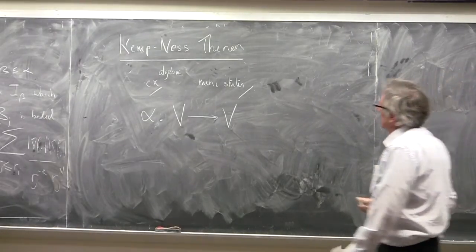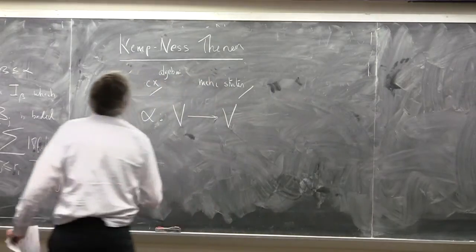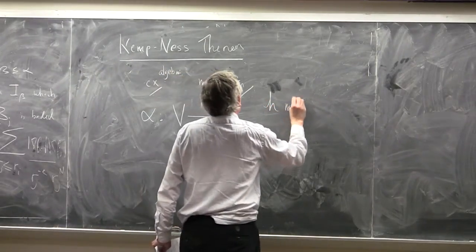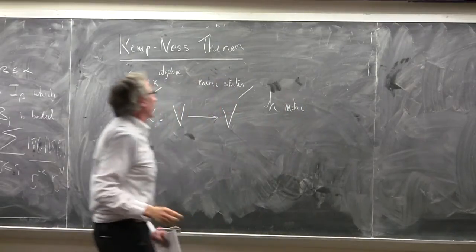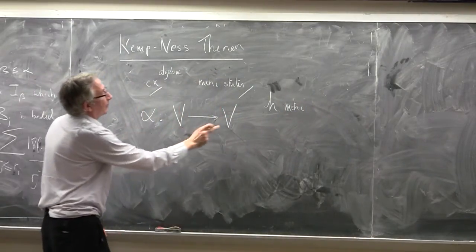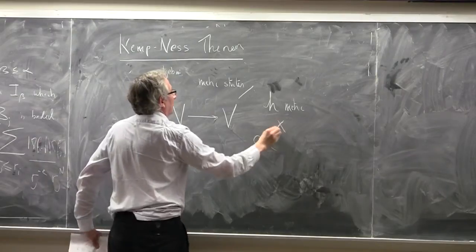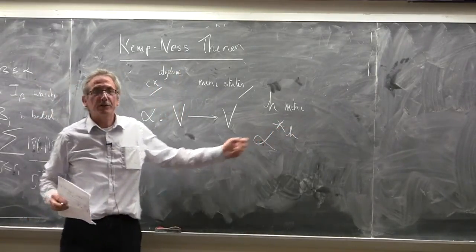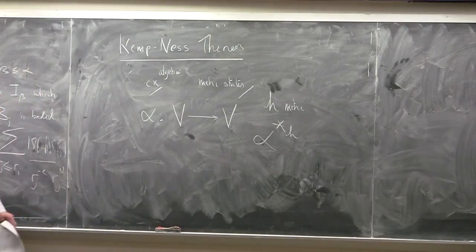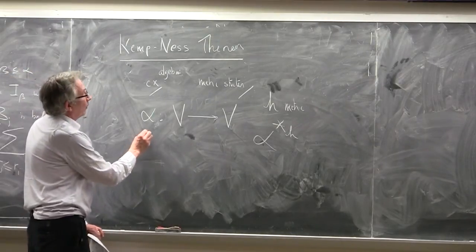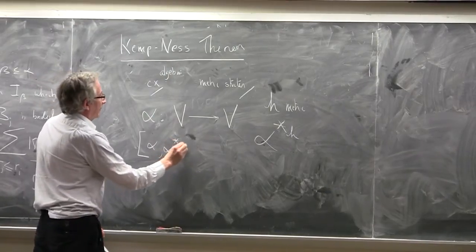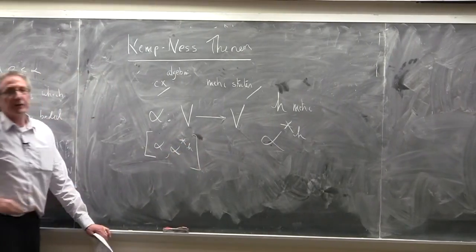So there's a good answer to this question, which is essentially familiar. If we had a metric, H, then we can form the adjoint of this alpha, determined by the metric. So what we'd like is to normalize the metric such that alpha commutes with its adjoint.